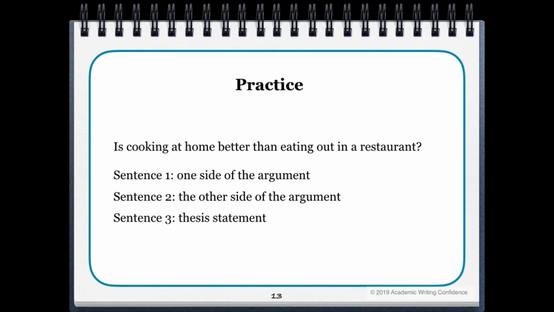All right, here's a question that you could use to practice writing an introduction paragraph. Is cooking at home better than eating out in a restaurant? Now, for your first sentence, write one side of the argument. Cooking at home is better. And then, sentence 2 would be the other side of the argument. Eating out in a restaurant is better. And then your thesis statement would be your opinion about what you think is better.